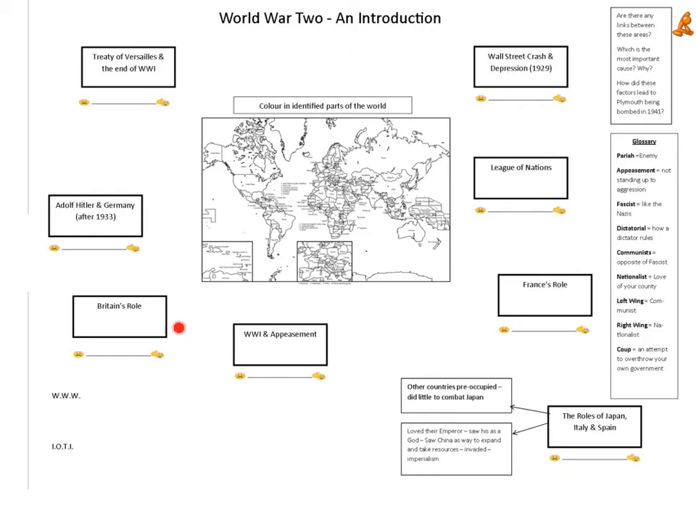As you work through this task, also be aware of the other extension factors. Please consider which is the most important of all of these factors contributing to the outbreak of World War II.